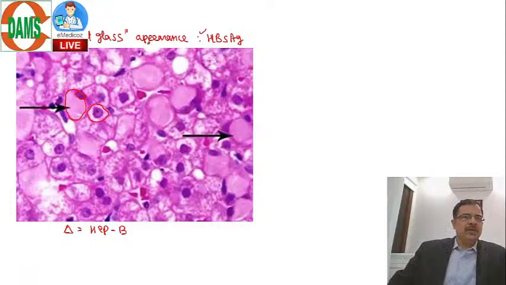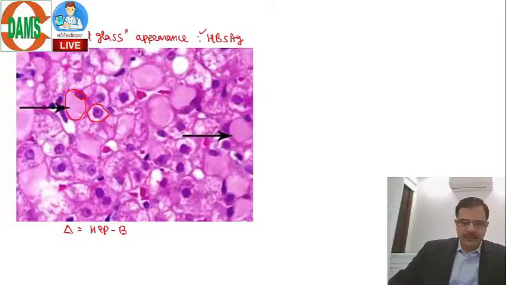Hepatitis B, ground glass appearance, HBs antigen. So this is HBs hepatitis B.